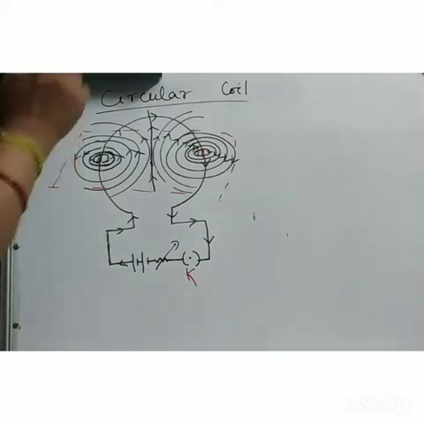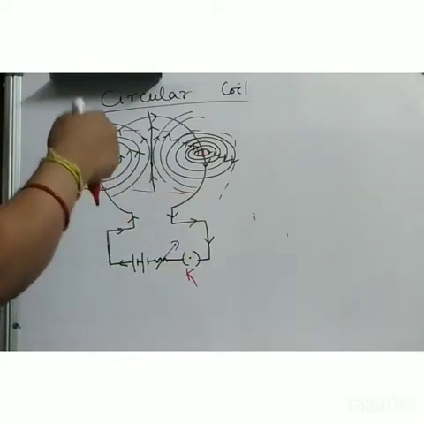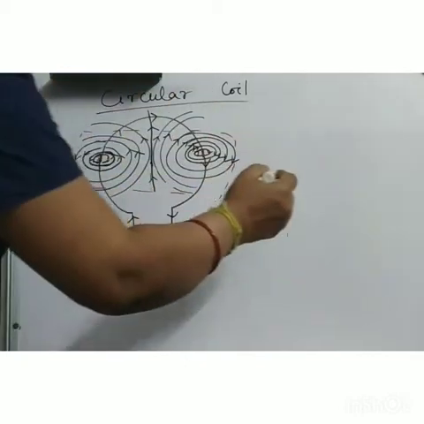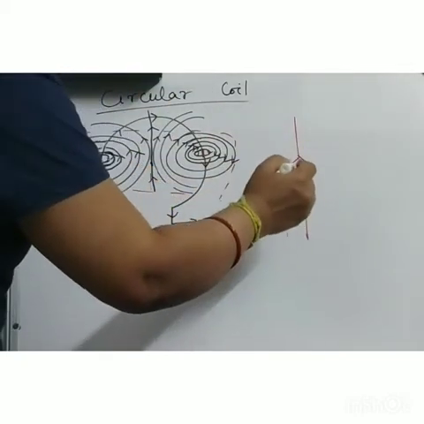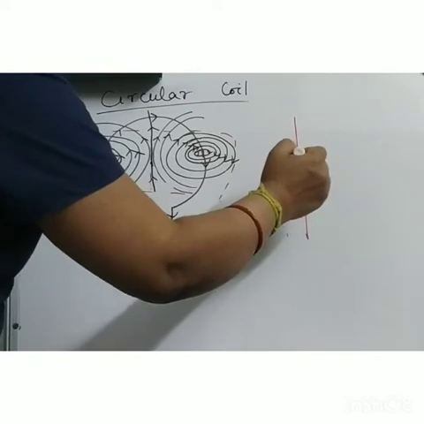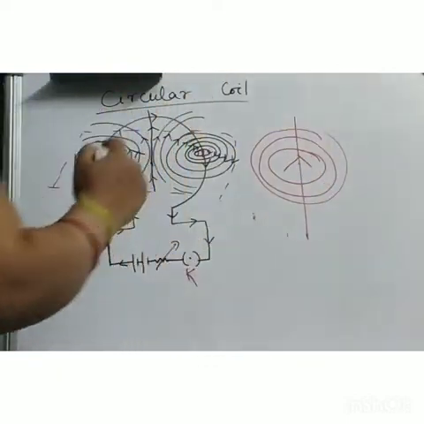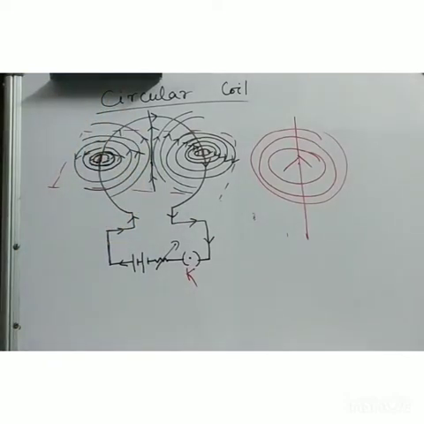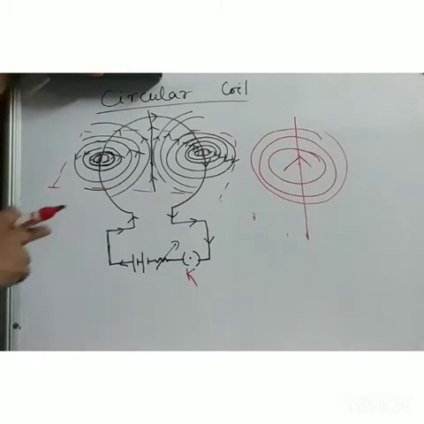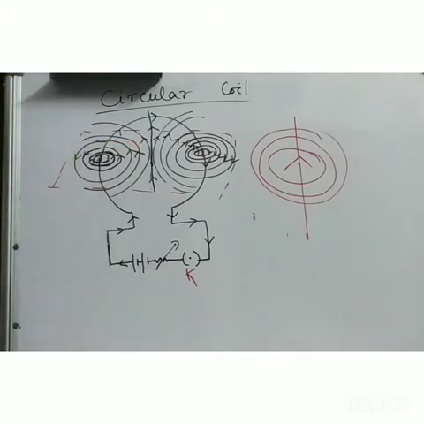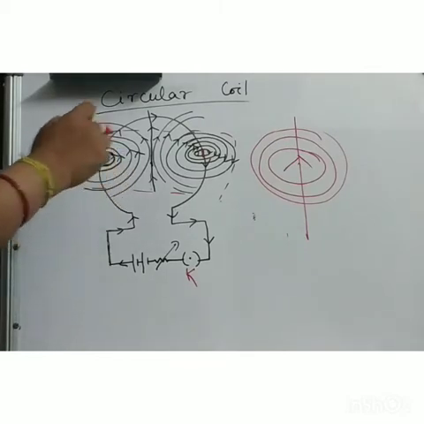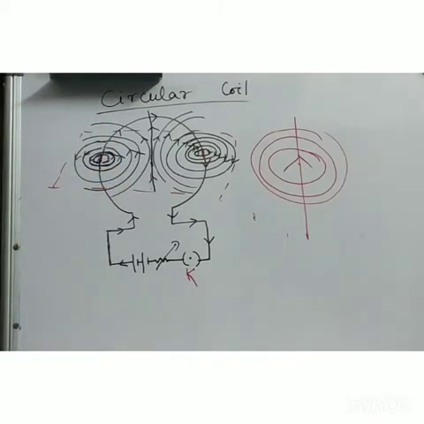Why? Very easy. As I have already told, each part behaves like a straight conductor. And in the last lecture we have already seen that around a straight conductor there will be concentric circles. So here also it is the same case. Clear? So the first point is that the magnetic field lines near the coil are almost circular and concentric.